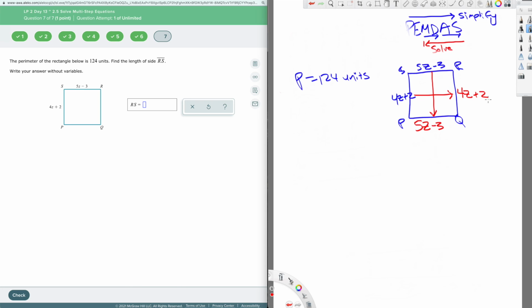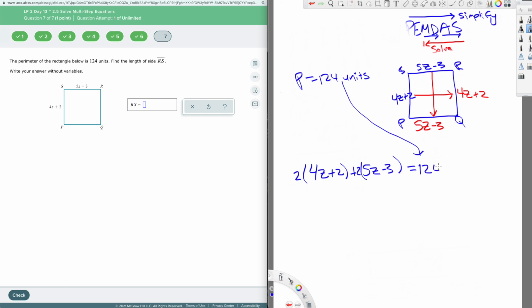So I have my pieces here. And if I want to know the perimeter, I just have to add all of those pieces together. And I can use multiplication here too. So instead of having to write 4z plus 2 plus 4z plus 2, I can use multiplication to do this. I can say 4z plus 2 times 2, and I can do distribution. If I just said 4z plus 2 plus 4z plus 2, that's also perfectly fine. That would work out just fine. So 5z minus 3 times 2. And we already know they told us that it's going to be 124.